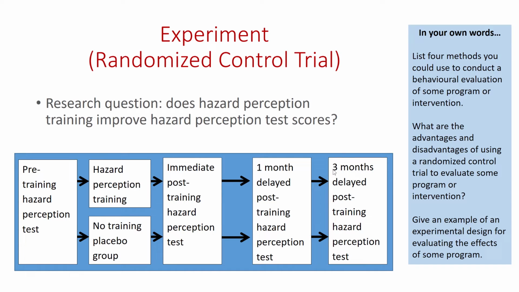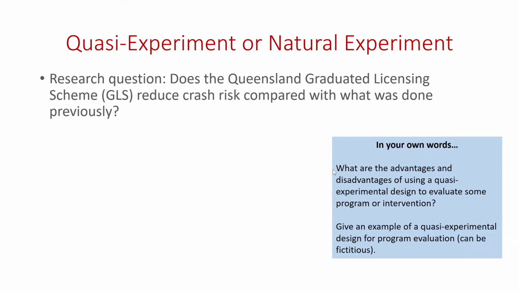face recognition training. So ability to maybe remember unfamiliar faces. We would need a test of ability to remember unfamiliar faces. We would need some training program to help people remember unfamiliar faces, and then we would be able to run an experiment like this. Second type of the design was the quasi-experimental or natural experiment.